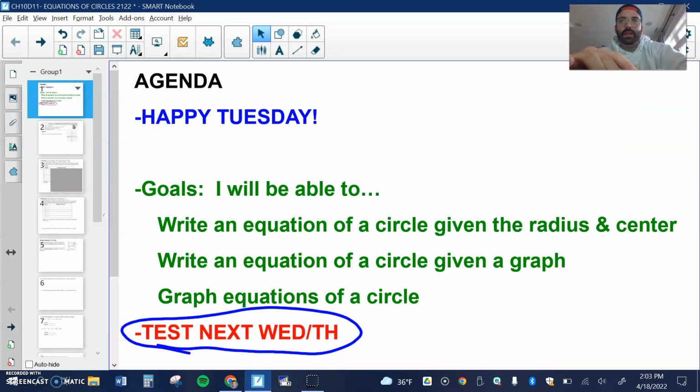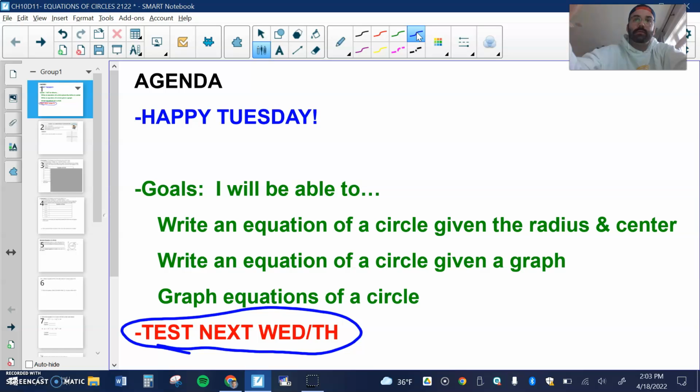Today we're talking about circles and the equations of circles. All right. Writing equations of circles given certain things.